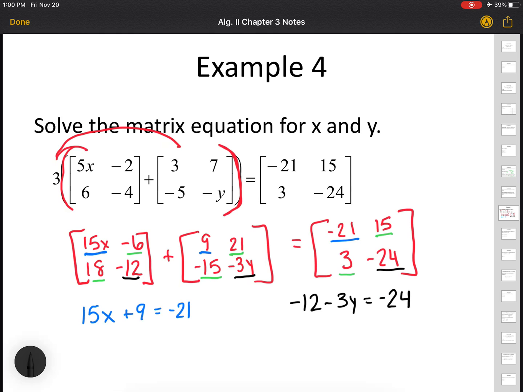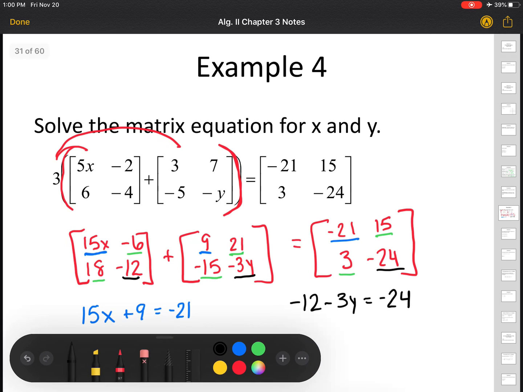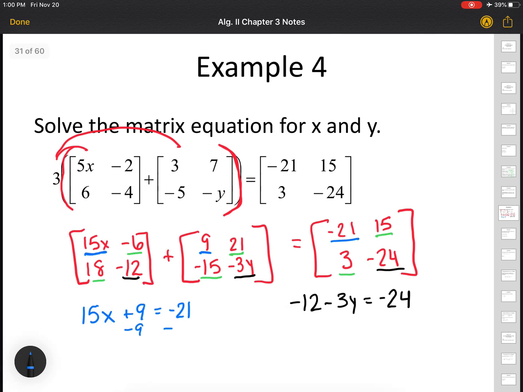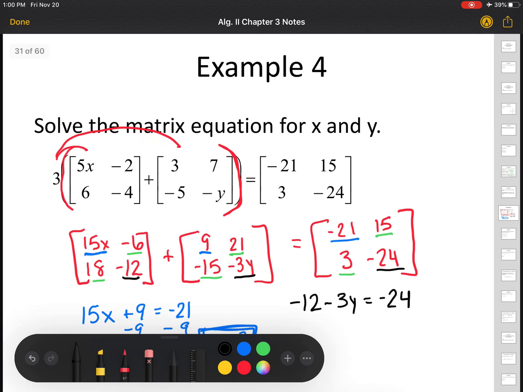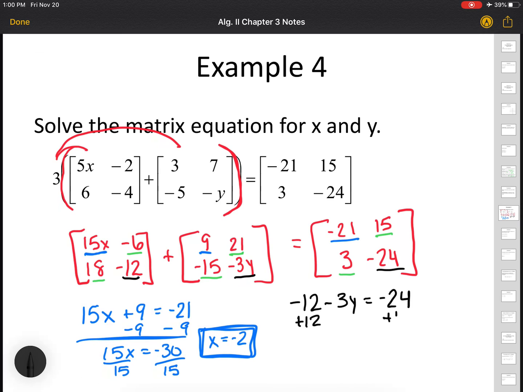So I'm just going to solve for x and y. It's just a normal two-step equation. So first over here, with x, I'm going to move that 9 to the other side. So I'm going to get 15x equals -30, and then divide by 15, which will give us -2 for x. So there's one of them, right? Now I need to know what y is. So first I'm going to add the 12 over first. And I'm going to get -3y equals -12, but I need to divide that -3 out of there to get y. So -12 divided by -3 will give you +4 for y.